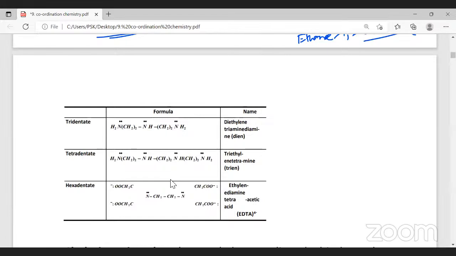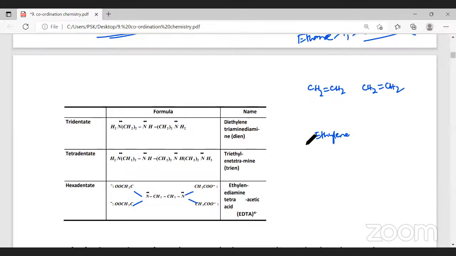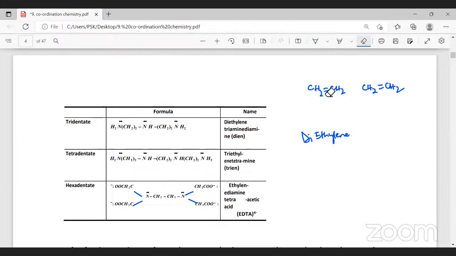What is this? Ethylene, or ethene. Both are the same. Now, what is this? This also is ethylene. Since I have two ethylene units, I can call it diethylene. When this ethylene reacts with excess ammonia, the pi bonds break.